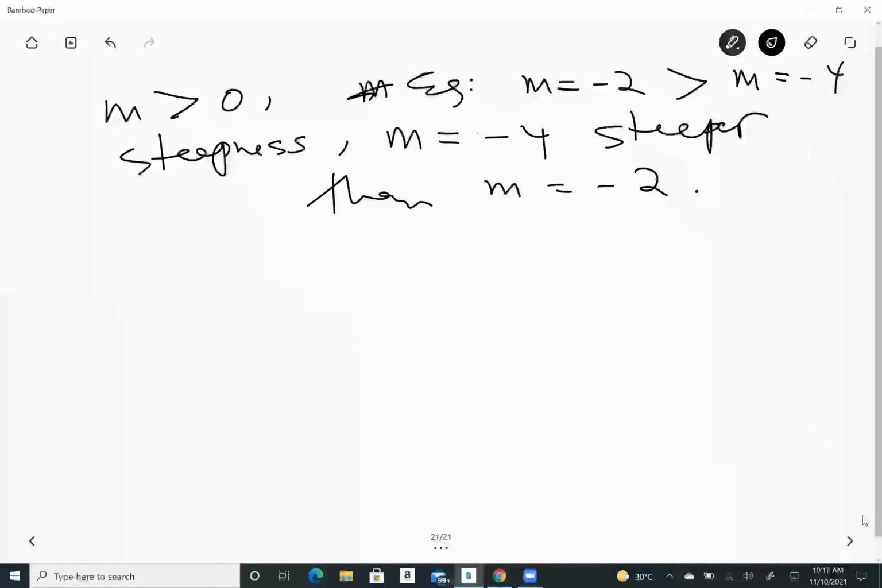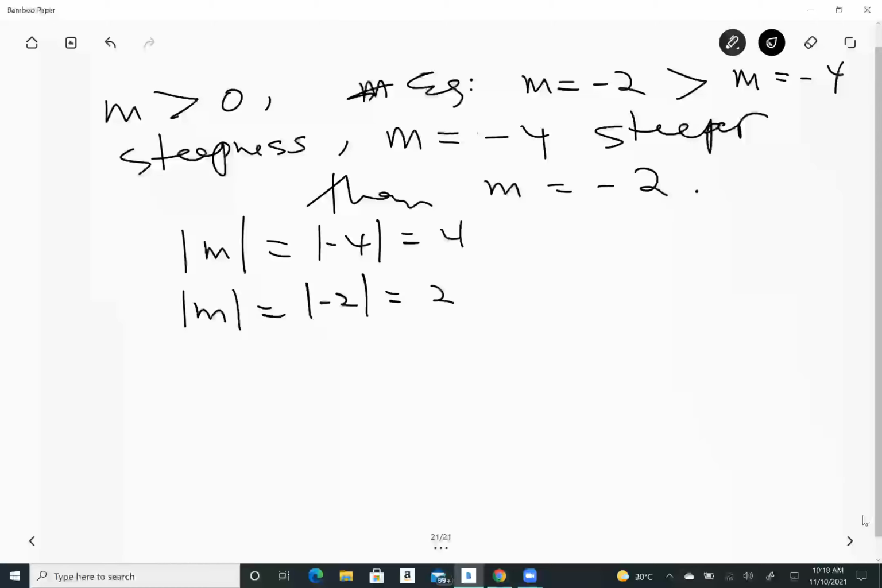So in terms of steepness, we don't look at the sign of the slope when it is negative. When it is negative, just look at the absolute value. So the absolute value of -4 is 4, and the absolute value of -2 is 2. So therefore, you make the comparison, and this one will be steeper. Any question about that?